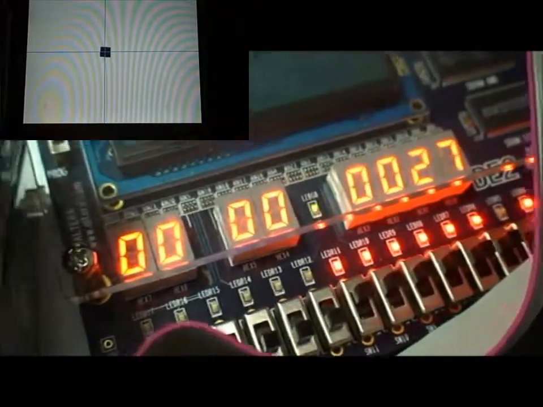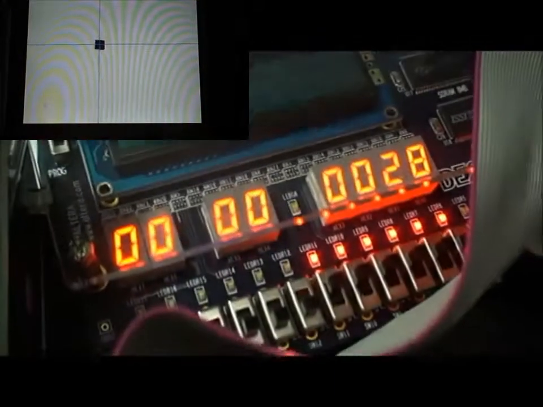23, 24, is this 24? Bad handwriting. 24, it registers at 25. 25, it registers at 26. 26, it registers at 27. So there's some kind of error involved here. So finally, 27, we get 28.